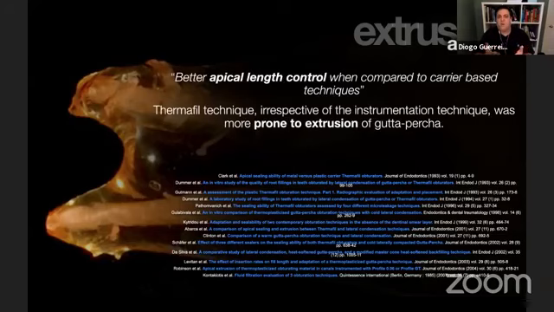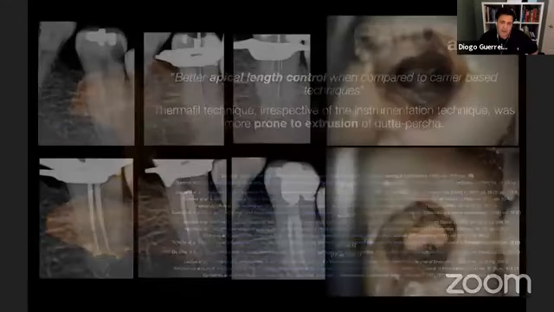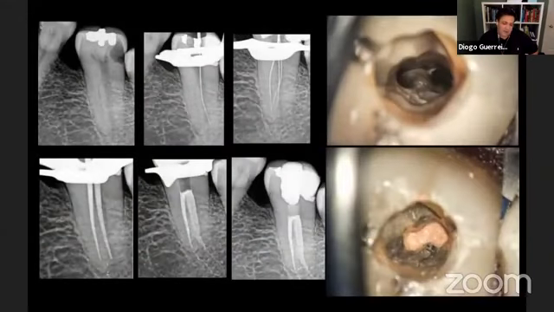So that's what I prefer. Again, when we compare vertical warm techniques to, let's say, carrier-based, it provides a better apical control of the obturation materials. One of the reasons that the vertical warm suits me better is because when we as endodontists get complex cases that we need to fill, it's hard to fill cases like this.